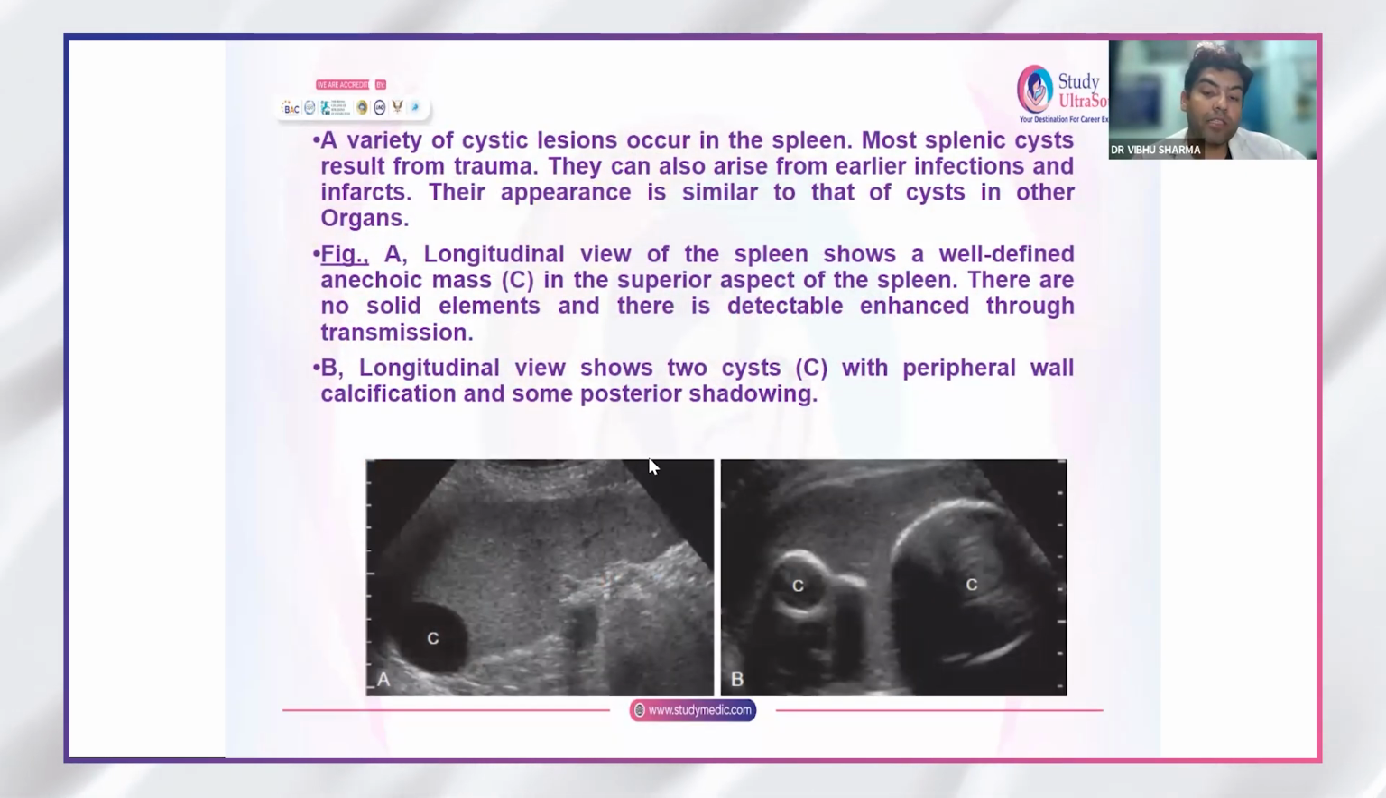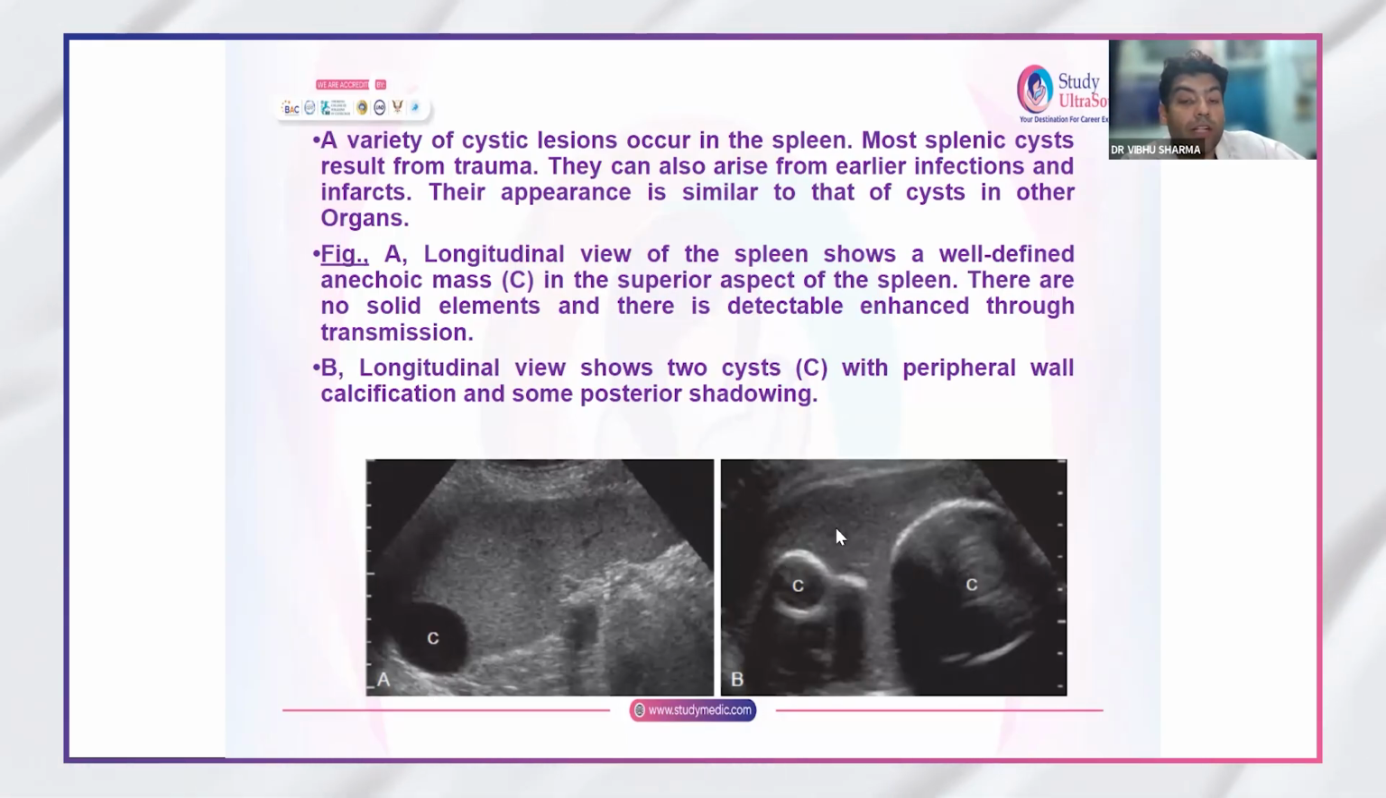Various cysts can occur within the spleen, and the most common splenic cysts result from trauma. It is an easily traumatized organ localized in the left upper quadrant region. You can see a longitudinal view of the spleen showing a large anechoic mass here. There are no solid elements and no detectable enhanced through transmission. So it is a simple cyst of the spleen.